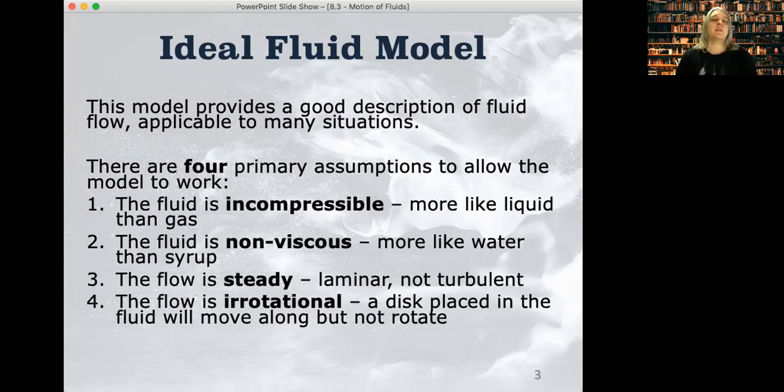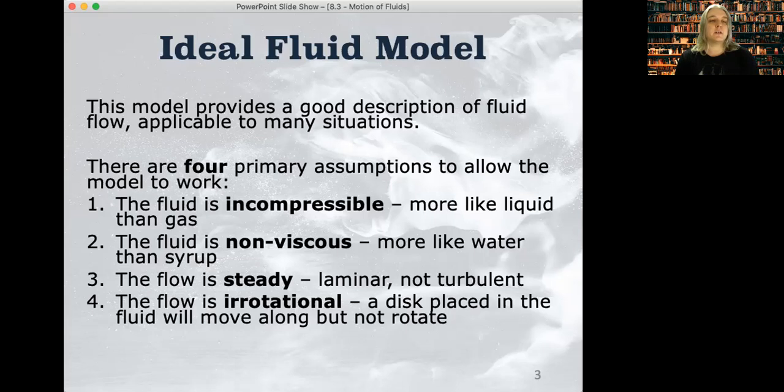So firstly, the fluid is incompressible. So that is, it's more like a liquid than a gas. So liquids are often very close to incompressible. They're not always perfectly incompressible, but they are close to it. Gases, though, as we should all expect, are very compressible in a lot of cases. So usually the ideal fluid model that we're going to look at doesn't work very well for gases. It can, but it doesn't always.